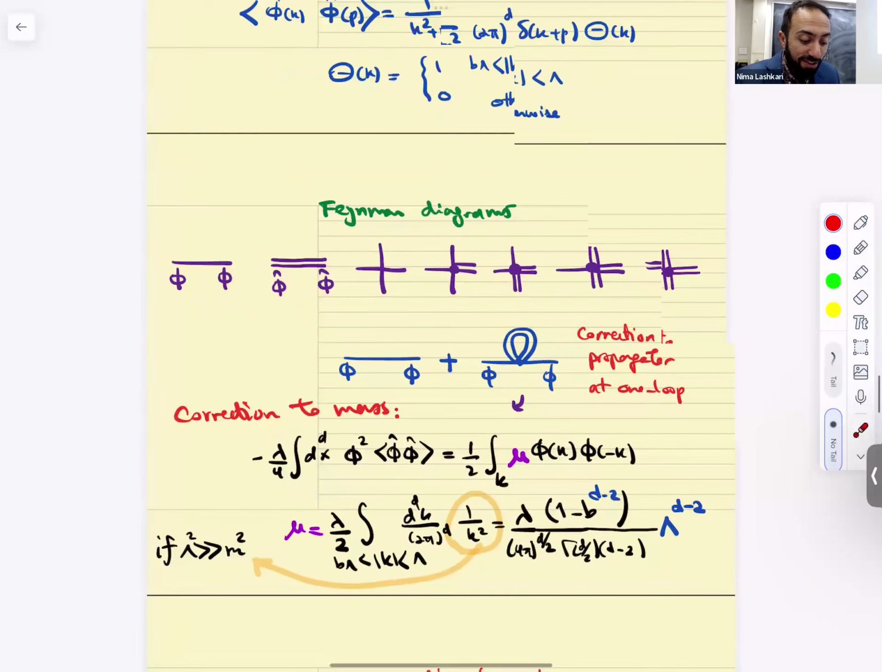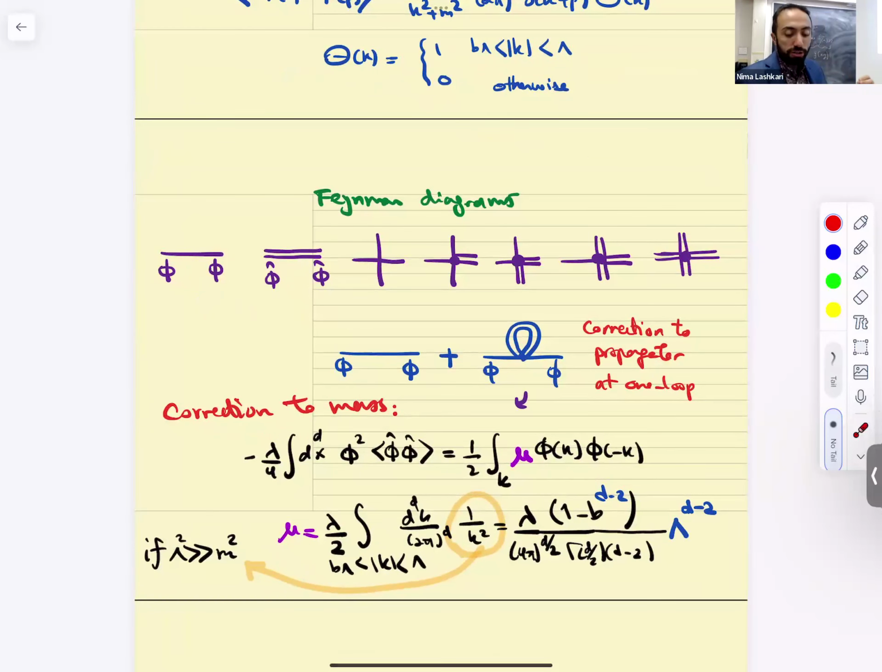All right, so let's see first, how could the effect of this phi hat be a renormalization of mass, right? So let's look at the 2-point function of the field phi. Well, there's a contribution to this guy from phi hat that we're going to integrate over, right? So there's this diagram. This is a correction to the propagator of phi at one loop.